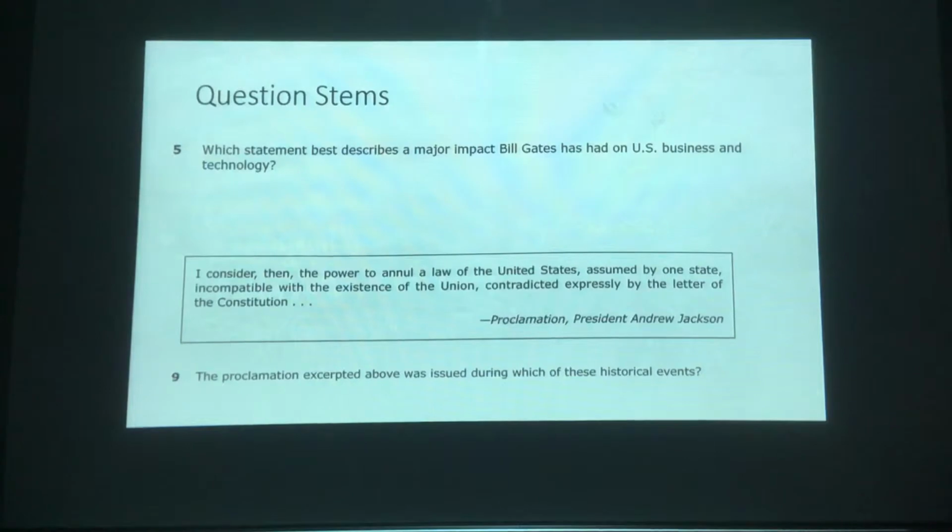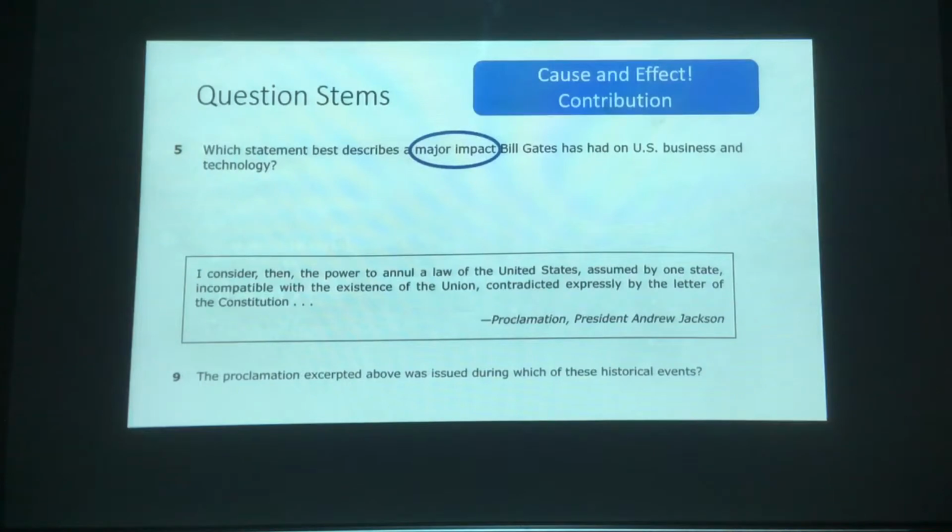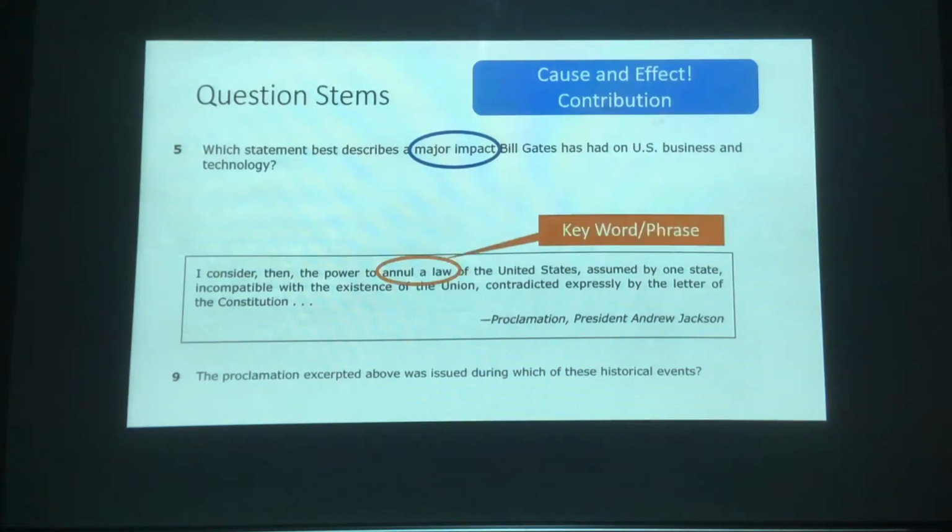Another question stem could be this quote. Well, the prompt here is the proclamation by President Andrew Jackson, and then the stem, next to number 9, says, the proclamation excerpted above was issued during which of these historical events? So you look at the prompt, then you look at the stem, and you figure out what the best answer is. The question about Bill Gates is a cause and effect question, a major impact, and with the quote from President Andrew Jackson, you need to make sure you find where the key words and phrases are.